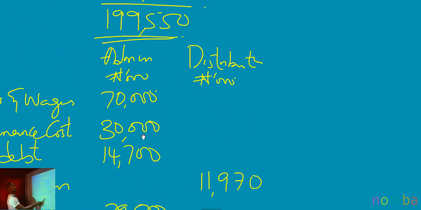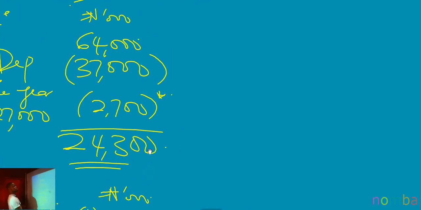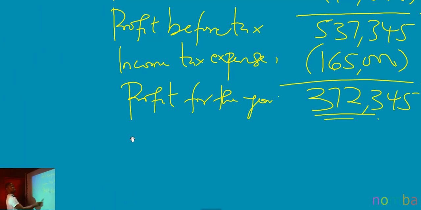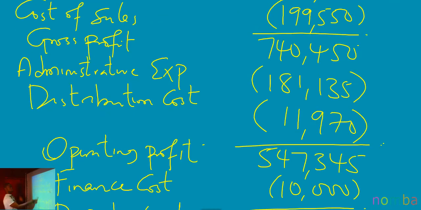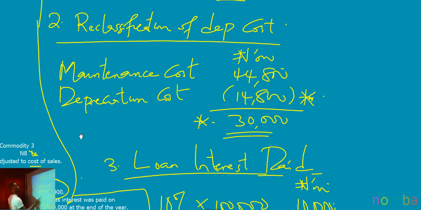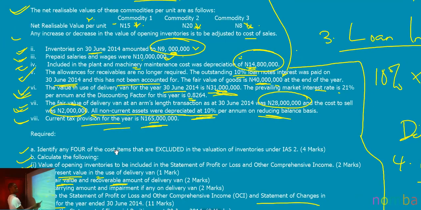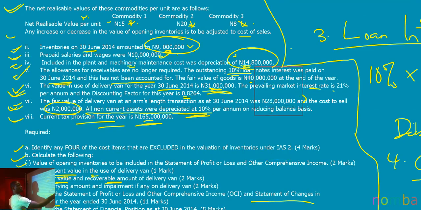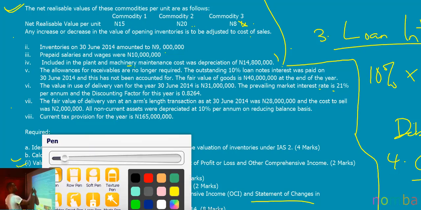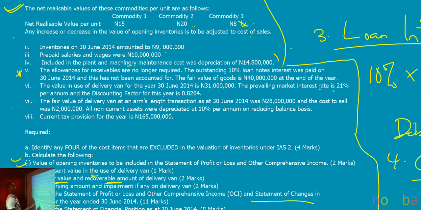So far, we have been able to prepare the statement of profit or loss. And here is our statement of profit or loss. But there is one thing I want you to note, which is the allowance for receivables that we said we should not treat anymore. Let me clean all of this. Okay, where is it? Now, if you remember, we're told that the allowances for receivables are no longer required.